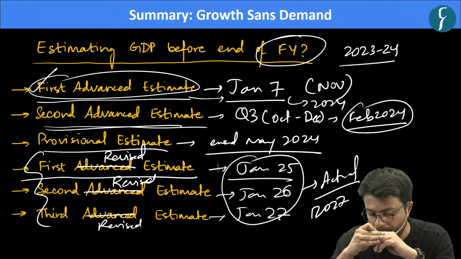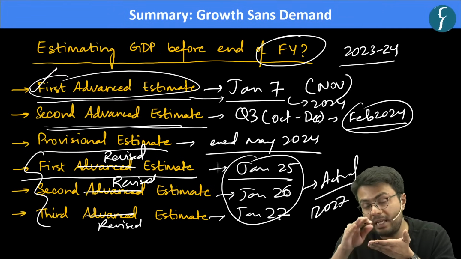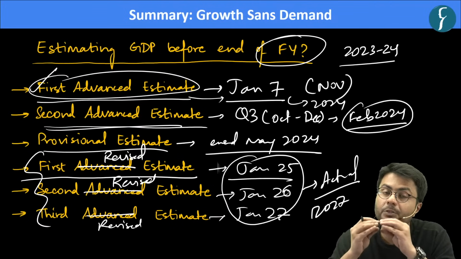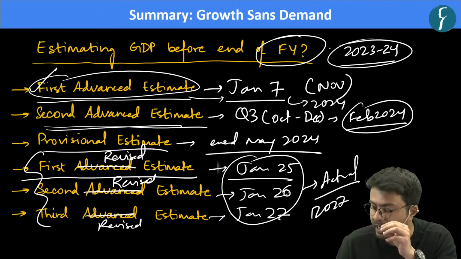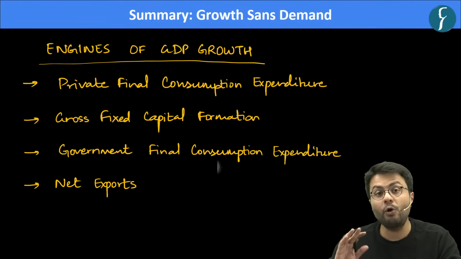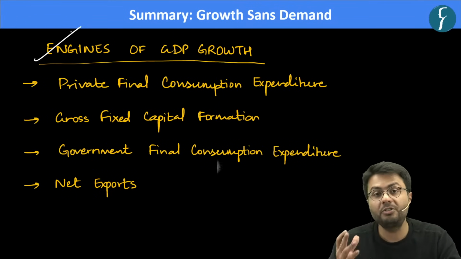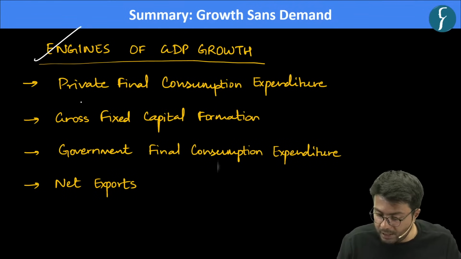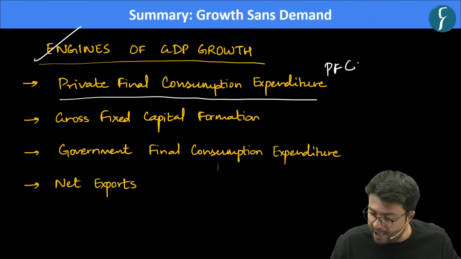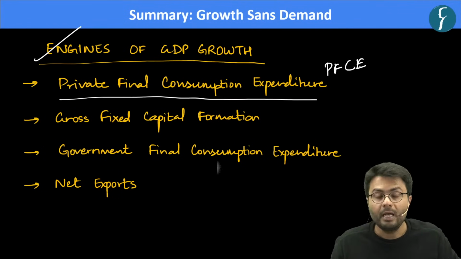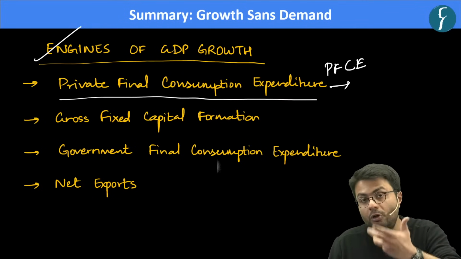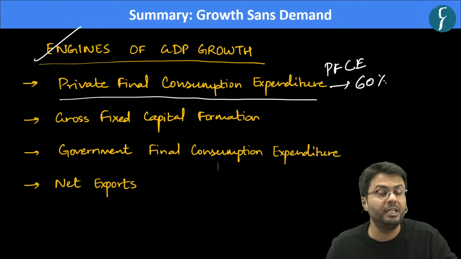Now that we have cleared what the various kinds of estimates are, let us understand what this article particularly highlights with respect to India's GDP growth in 2023-24. This can be understood with respect to the four engines of India's GDP growth. The first engine is called private final consumption expenditure, abbreviated as PFCE. This is the largest component of India's GDP, as it contributes around 60% to India's GDP.